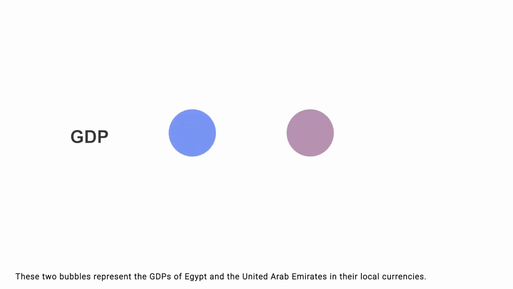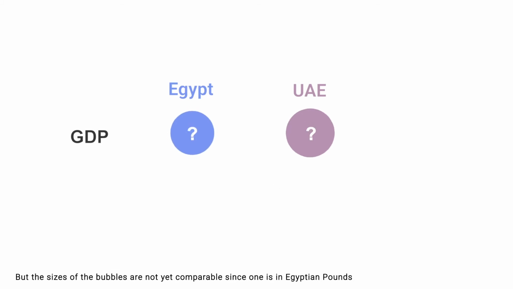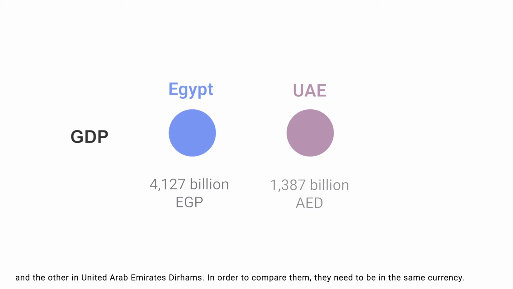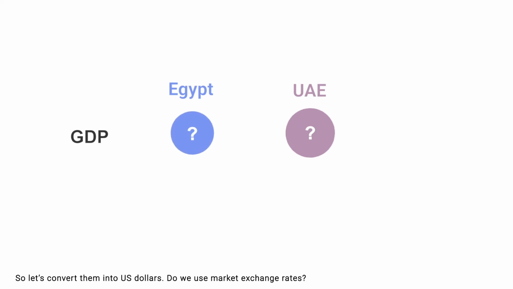These two bubbles represent the GDPs of Egypt and the United Arab Emirates in their local currencies. But the sizes of the bubbles are not yet comparable since one is in Egyptian pounds and the other in United Arab Emirates dirhams. In order to compare them, they need to be in the same currency. So let's convert them into dollars. Do we use market exchange rates?